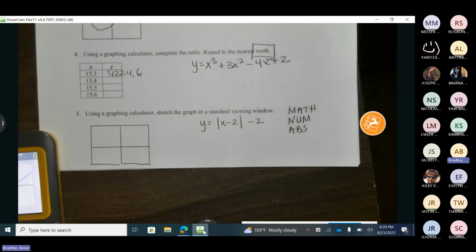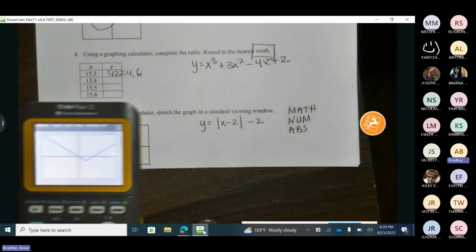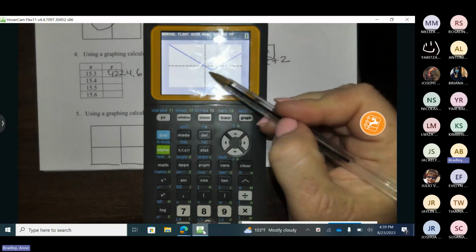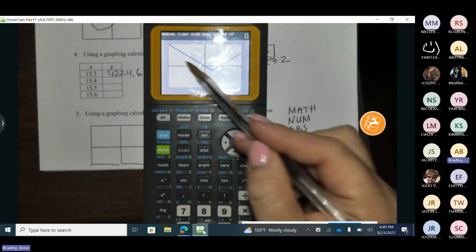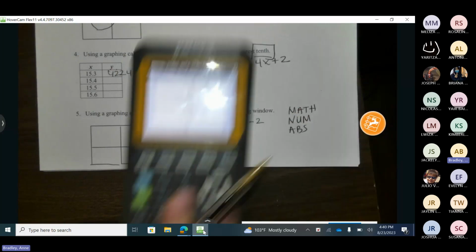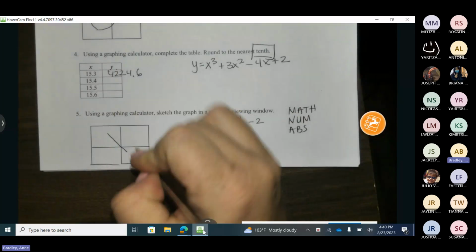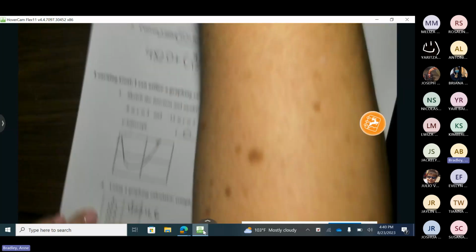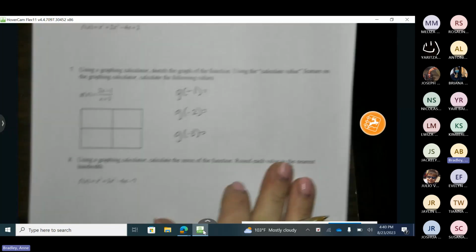Let's see what it says. It says, using the graphing calculator, sketch a graph in the standard window. Standard window just means we're not adjusting the window. So I'm going to sketch a graph that looks like this. Okay, coming down through the origin, looks good. Coming down through the origin, going back.